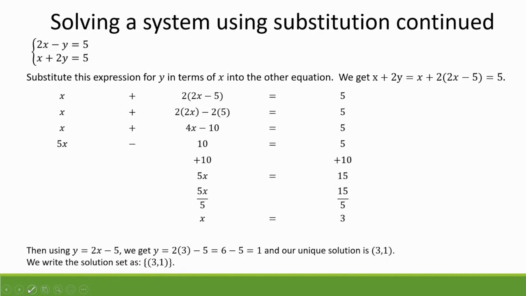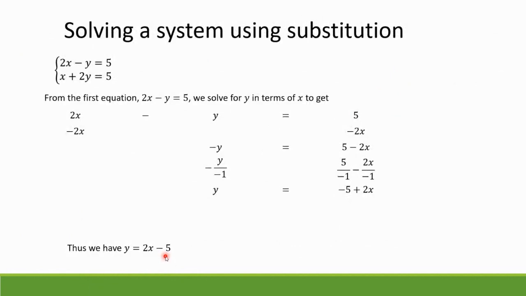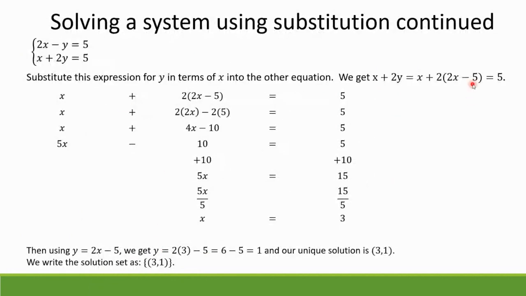So we get x plus 2y. We're plugging into the second equation, which is x plus 2 times 2x minus 5. Again, from the first equation, we get y is 2x minus 5. So we're using that here. And this whole thing is 5.